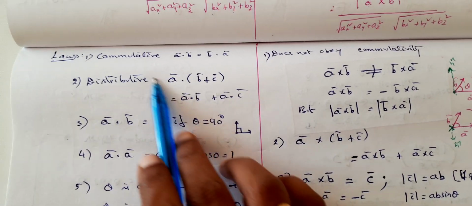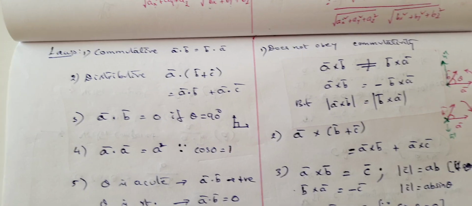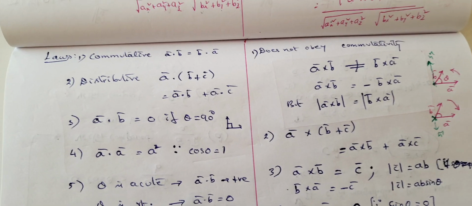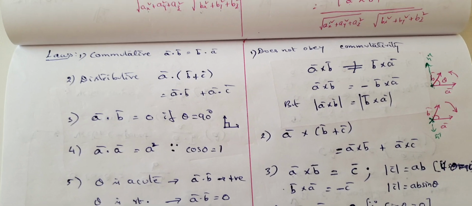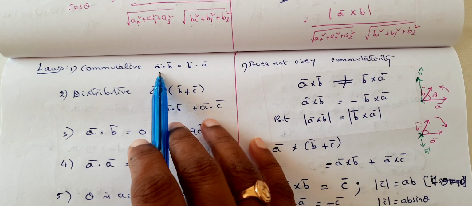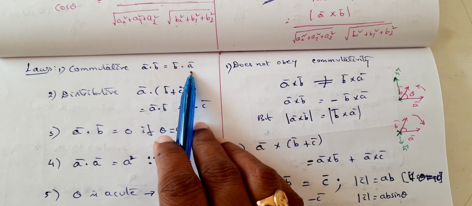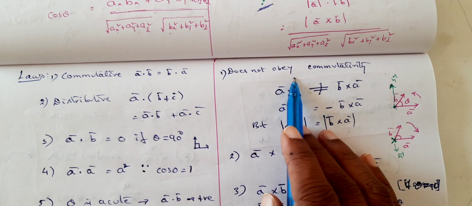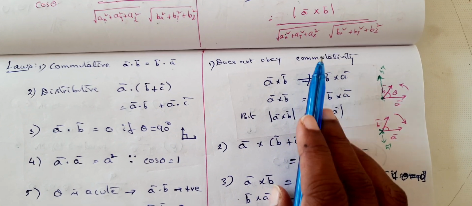And so now let us see the laws, meaning, for a product, whether it is satisfying the laws or not. The basic laws of mathematics: commutativity, associativity, distributive property and all that, right? So now here when it is a bar dot b bar, that is equal to b bar dot a bar. But when it comes to cross product, commutativity doesn't obey.